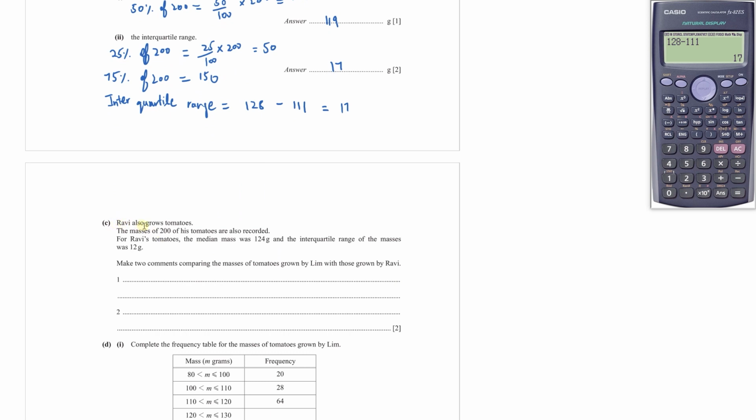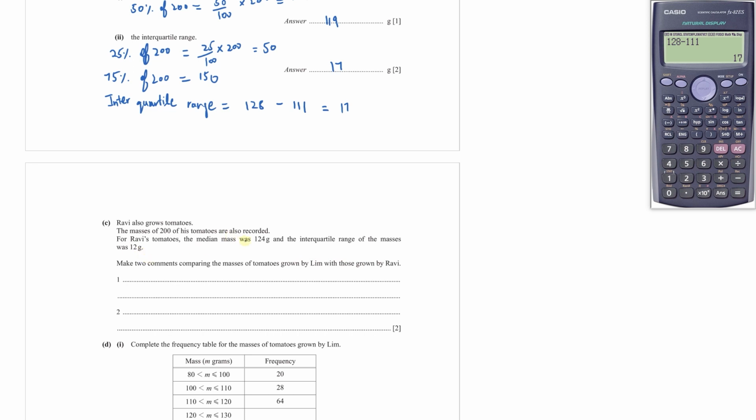Part C is Ravi also grows tomatoes. The masses of 200 of his tomatoes are also recorded. For Ravi's tomatoes, the median mass was 124 gram and the interquartile range of the masses was 12 gram. Make two comments comparing the masses of tomatoes grown by Lim with those grown by Ravi.